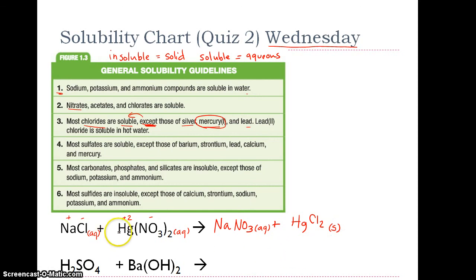Okay, this bottom one down here, we're going to put the H with the OH, right? Which gives us H2O, okay? Plus BaSO4. Okay, BaSO4, so barium and sulfate, here's the sulfate. Sulfates are soluble except for with barium, so we know that this is going to be a solid, okay? All right, let's go ahead and go on to the last slide here.